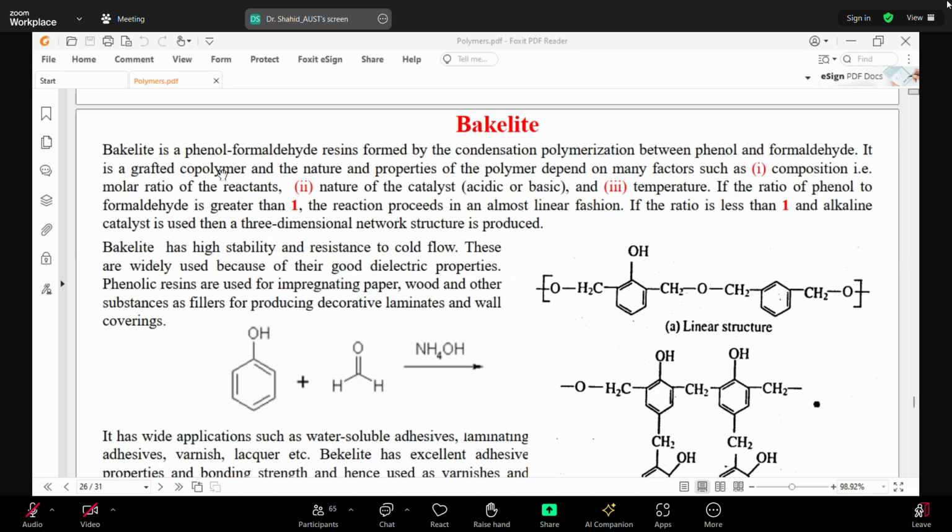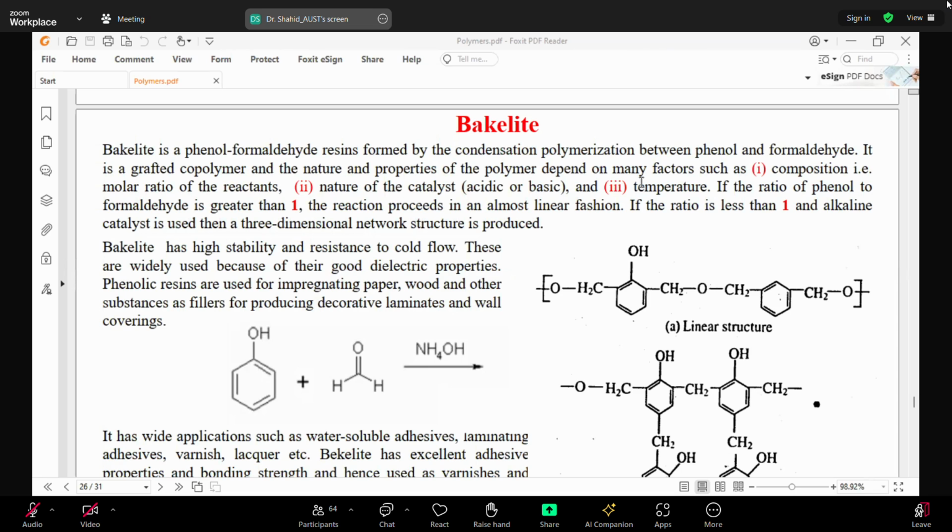It is a grafted copolymer, and the nature and properties of the polymer depend on many factors. Number 1, the composition, the molar ratio of the reactants. Number 2, nature of the catalyst, acidic or basic. This is the basic, ammonium hydroxide. Do you know the basic environment reaction? And number 3 is temperature. So there are 3 factors that greatly influence the preparation of bakelite plastic.